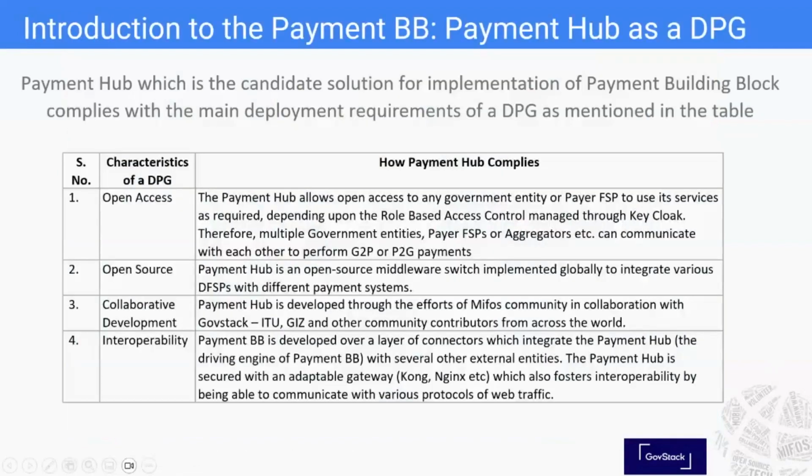So what we want to do here is just highlight how Payment Hub is a DPG meeting that. So the characteristics of a DPG, firstly, it must be open access. So Payment Hub allows open access. It allows access to any government entity or paid FSP to use its services as required. We use role-based access control. That's managed through Keycloak, although you could use other OAuth services if required.